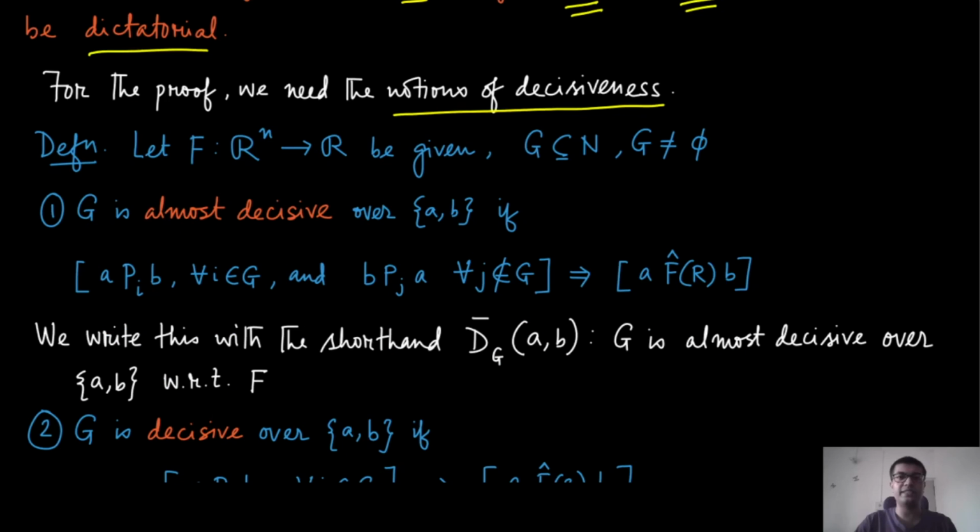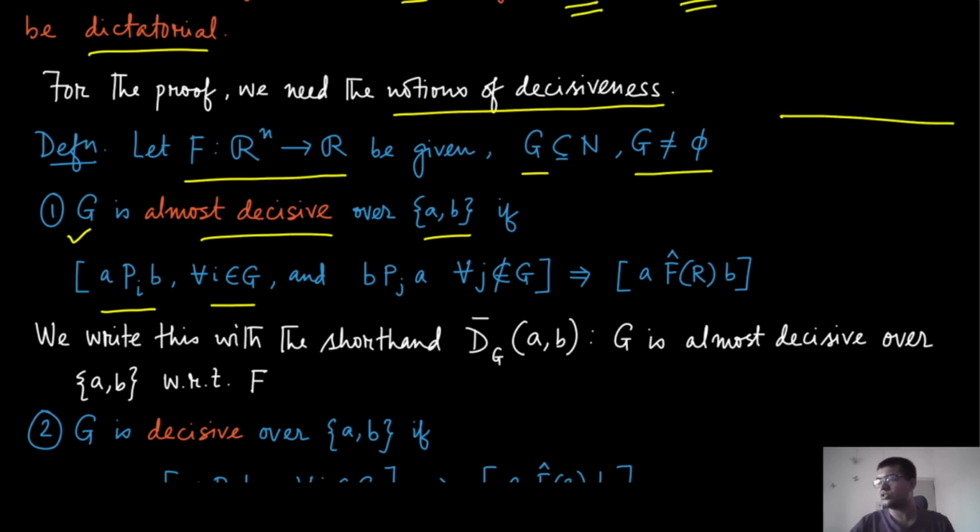So formally, suppose we have a social welfare function F, and a non-empty group of players G, which is a subset of N. We call G almost decisive over a pair of alternatives A, B if the following happens: whenever A is strictly preferred over B for all the players in G, so we can partition the set of players into G and the other part, N minus G. For all the players in G, A is strictly preferred over B. They all prefer A strictly above B. And for all the other players, B is strictly preferred over A.